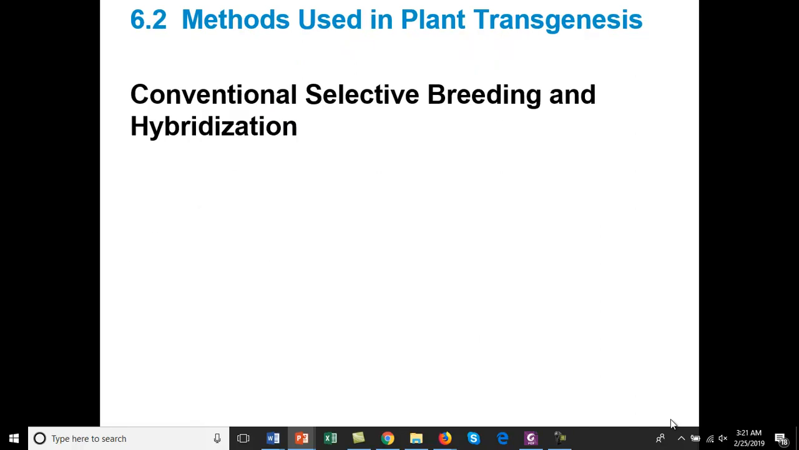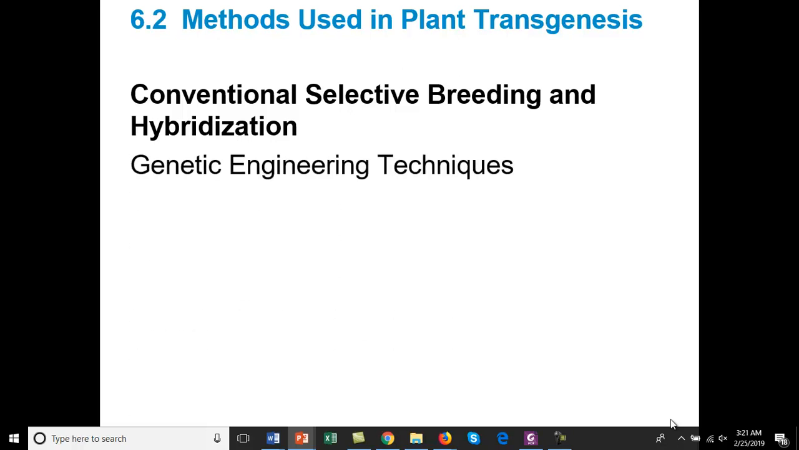Okay, so let's look at how we conventionally breed plants and how you produce hybrid plants, or hybridization. I don't understand this slide. I have to take a step back. Now, I guess we're comparing conventional selective breeding and hybridization to genetic engineering techniques. Now, I guess to hybridize a plant using genetic engineering techniques, you can do what's called protoplast fusion.